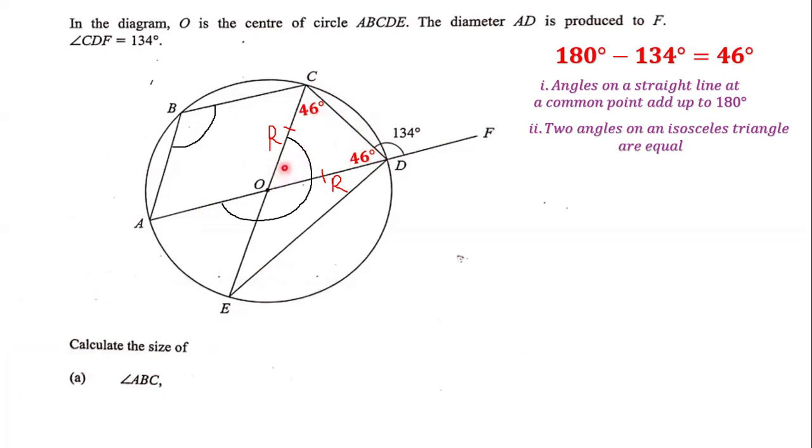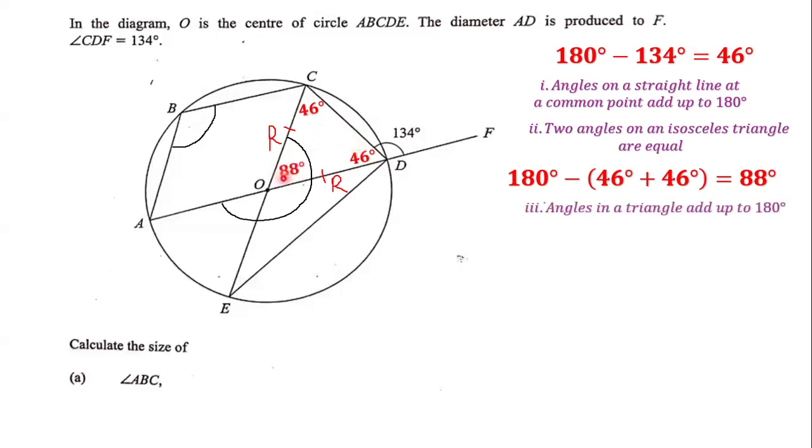Now, what is going to be the size of this angle though? Well, we know that angles in a triangle add up to 180 degrees. So what we're going to do is add 46 plus 46, and we take that sum and subtract it from 180 degrees. And so that means that this angle right here is 88. So 88, 46, and 46 must add up to 180 degrees. So far we figured out that this is 46, this is 46, and this right here is 88 degrees.